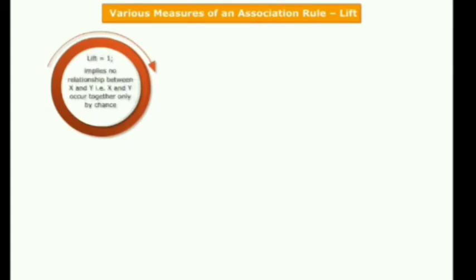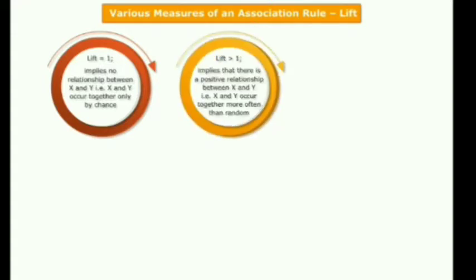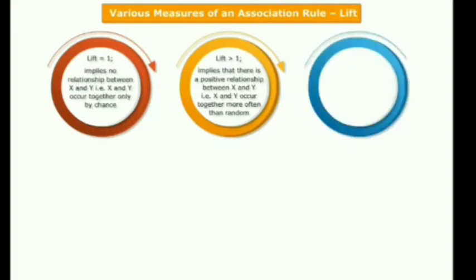Lift is equal to 1 implies no relationship between X and Y, that is X and Y occur together only by chance. Lift greater than 1 implies that there is a positive relationship between X and Y, that is X and Y occur together more often than random. Lift less than 1 implies that there is a negative relationship between X and Y, that is X and Y occur together less often than random.